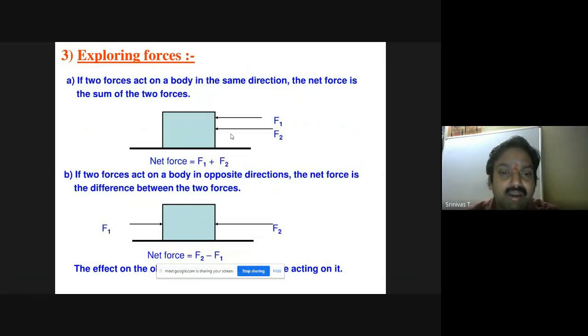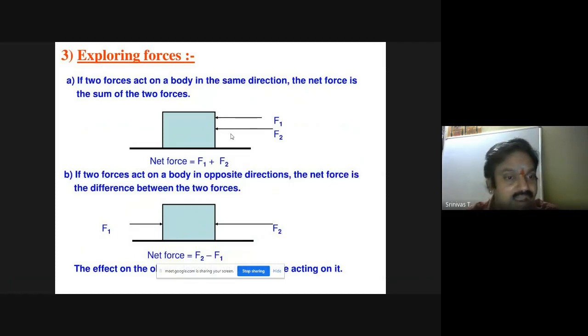You can see here, the forces are simply added. When you calculate the net force, both the forces add to each other to result in a combined force. With the combined force, the object moves in the direction of the push, because it is a push for both the forces. So that's why we can say if two forces act on a body in the same direction, the net force is the sum of the two forces.